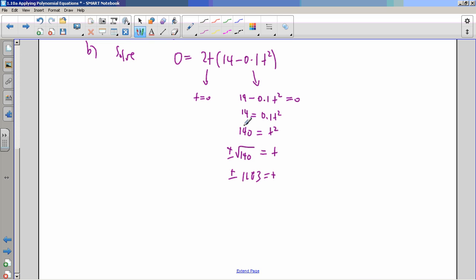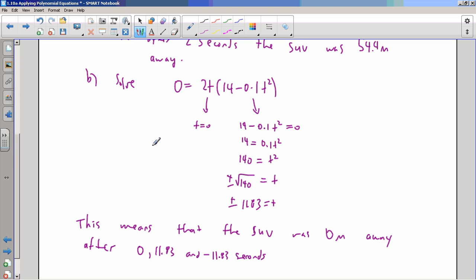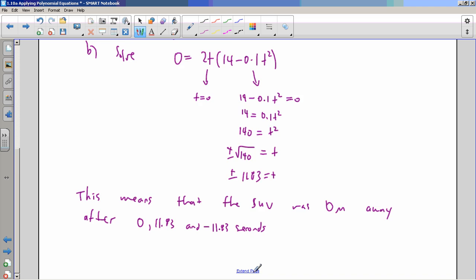Okay, so what is this saying? This means that the distance is 0, the SUV was 0 meters away after 0 seconds. Well, that makes sense because when we started timing, it was 0. The distance was 0 at 11.83 seconds and negative 11.83 seconds. That's just purely the math, right? That's exactly when this is true. But of course, this makes us think about, hang on, what's going on here? Does this make much sense?